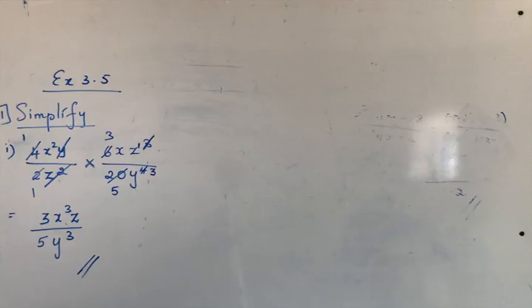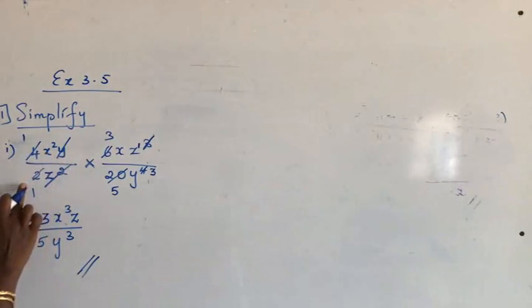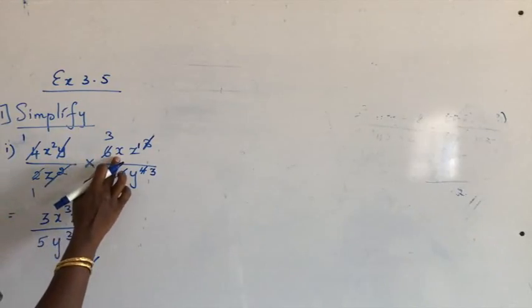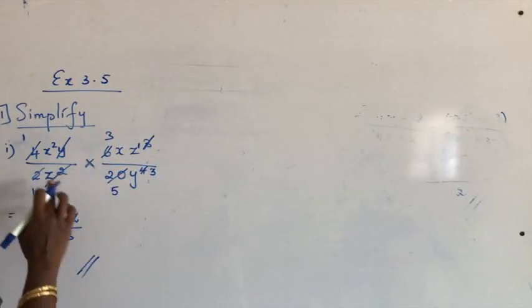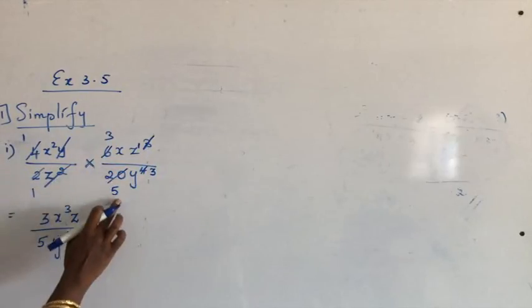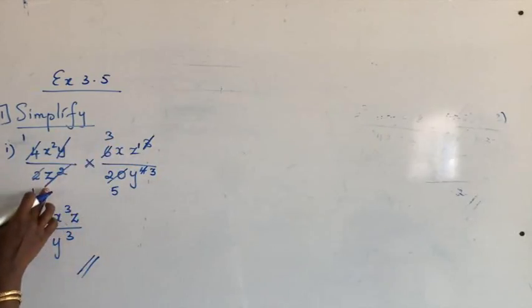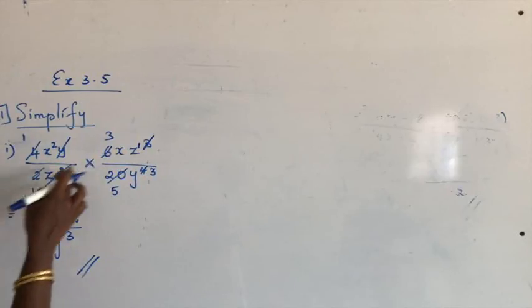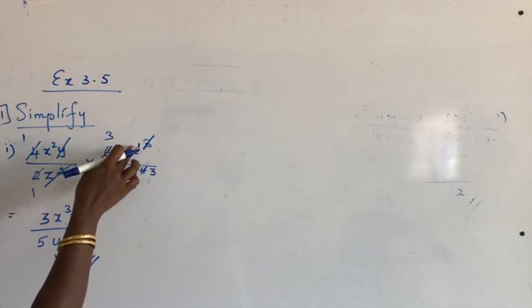Let's have a small recap again. We have the sum 4x square y upon 2z square into 6xz cube upon 20y raised to 4. 4 ones are, 4 5s are. 2 ones are, 2 3s are. Z square here and z cube here. So we can cancel 2 z's from here and 2 z's from here. So what is left out of 3? Only 1 z is left.